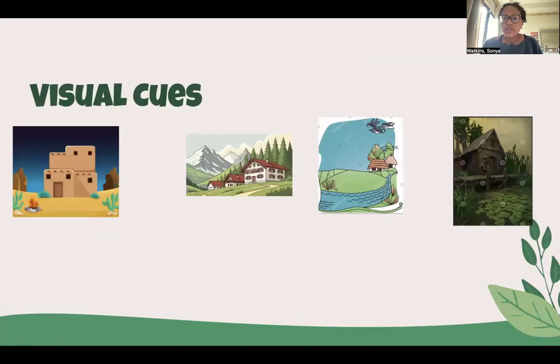So visual cues. When I'm teaching the lesson, I would have four pictures up. One of the desert, one of the mountains, one of the wet plains, and one of the wetlands. I would have a laminated picture up and I would say, can you tell me what this picture is? Is it a desert, mountain, plains, or wetlands?